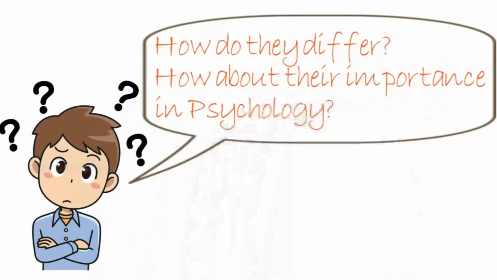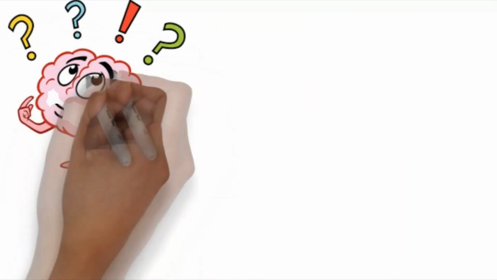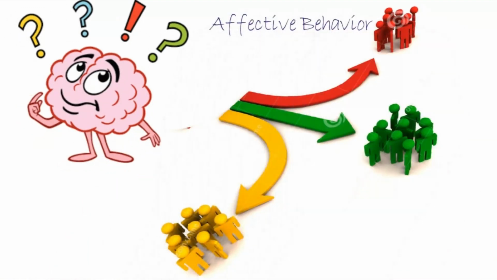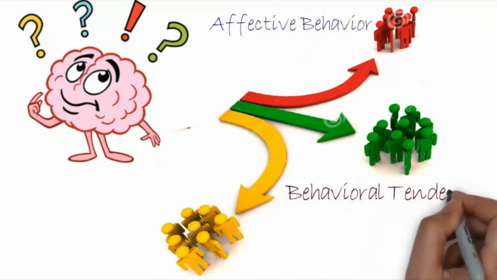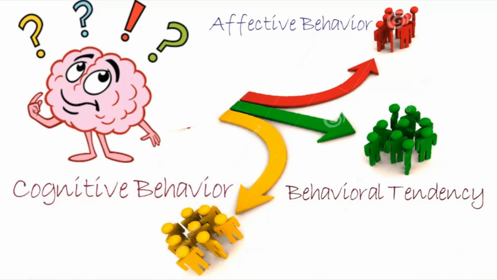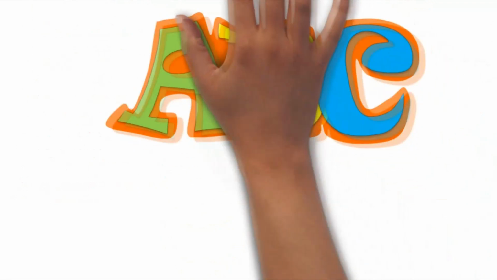In psychology, behaviors are classified into three, namely affective behavior, behavioral tendency, and cognitive behavior. This is what we call the ABC in psychology, or others call it the ABC of behavior. Let us understand each of these behaviors.